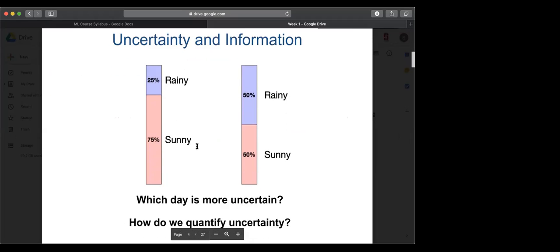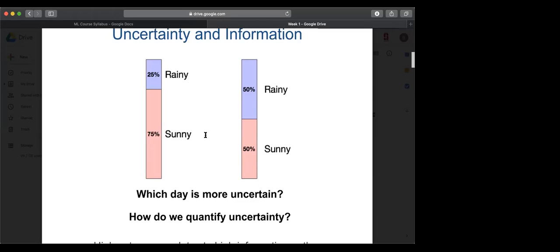Cool. So here they have an example of uncertainty and information. Here you see two graphs, where you see 25% rainy, 75% sunny, and then a 50-50 between rainy and sunny. So which day would be uncertain? Obviously, it would probably be the second day, right? You have a 50-50 chance of it being rainy or sunny, so you don't really know.